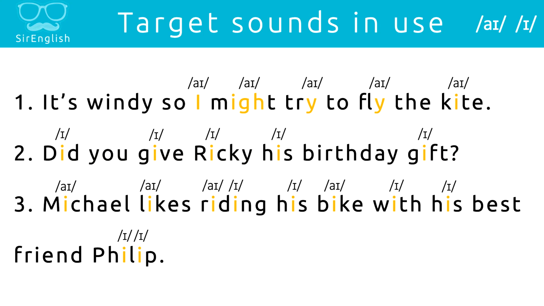It's windy, so I might try to fly the kite. Sentence 2, we're targeting the /ɪ/ sound, the very short vowel sound. Did you give Ricky his birthday gift? Okay, and the third one, we're doing a mixture. Michael likes riding his bike with his best friend Philip.